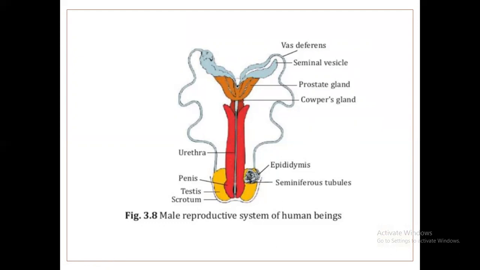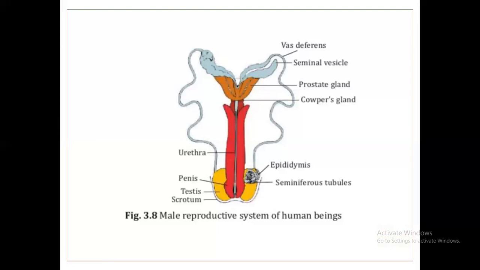Then vas deferens, it is the duct that connects testes to the urethra. This is the vas deferens here. It is connecting testes to the urethra. This is the urethra and this is the testis. So it is connecting testis to the urethra. Urethra is a small duct that passes through the penis. Semen from the testis passes through it and discharges into the female reproductive system.